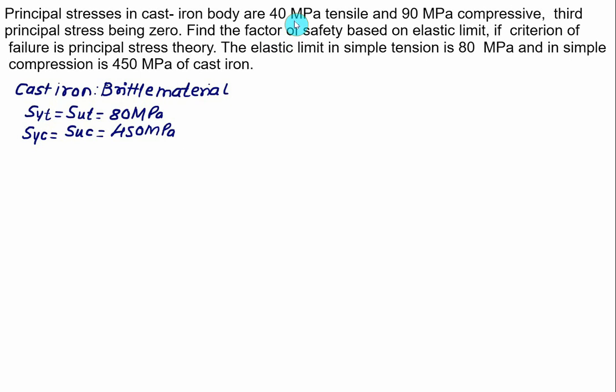Now out of 40 and 90, 90 is the highest value, so that will be assigned to sigma A. So sigma A is equal to minus 90. Always use the absolute value, and the maximum absolute value will be assigned to sigma A. In that case sigma B, the other principal stress, will be equal to 40 megapascal. 40 megapascal is tensile and 90 megapascal is compressive. We have to find out here the factor of safety for the maximum principal stress theory.